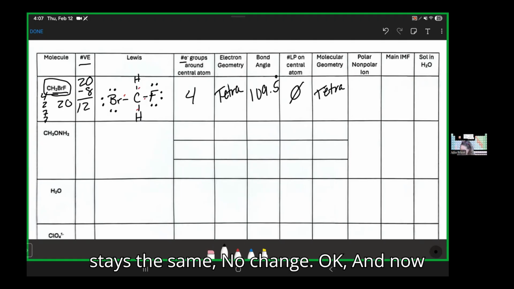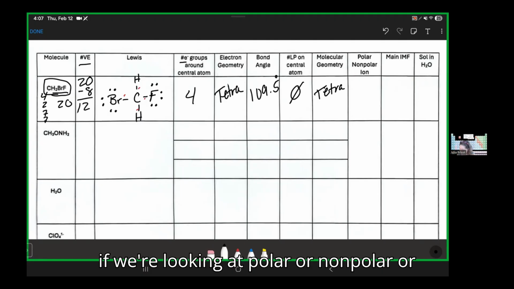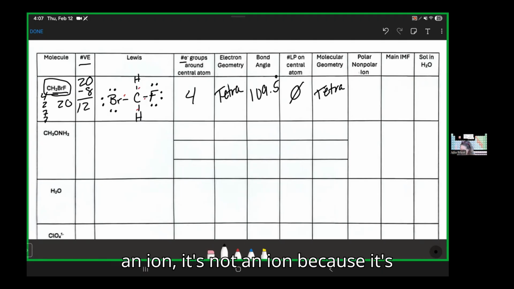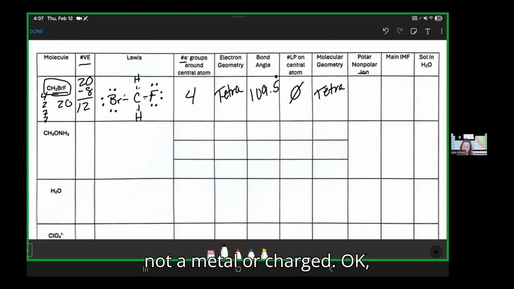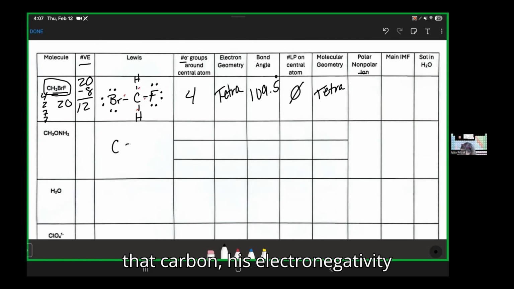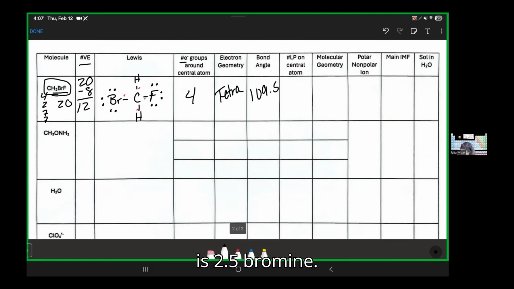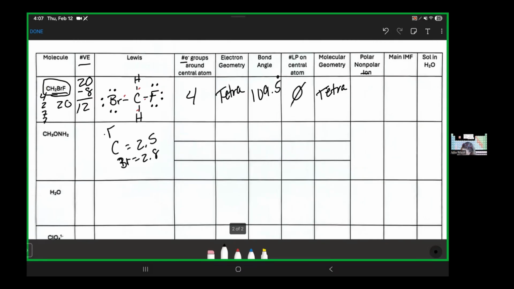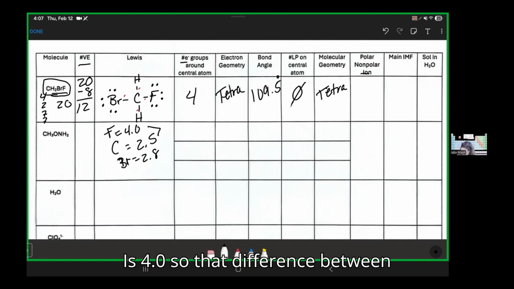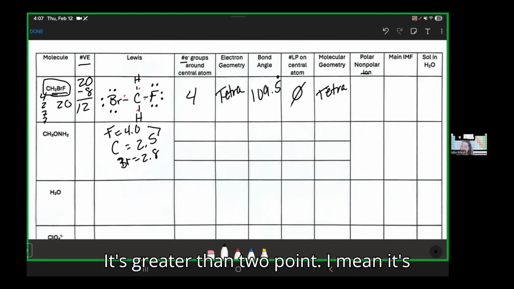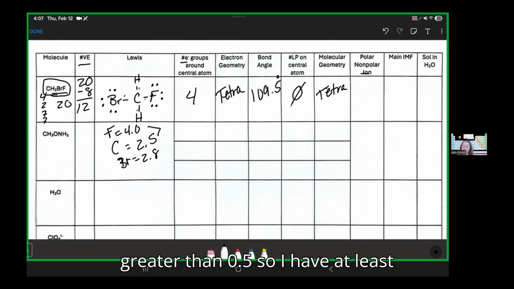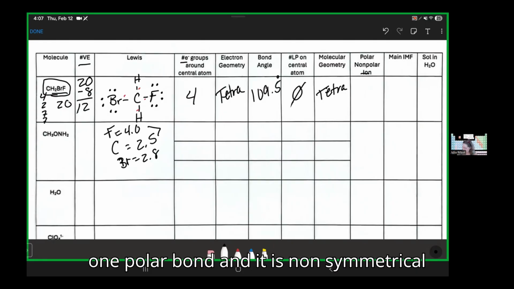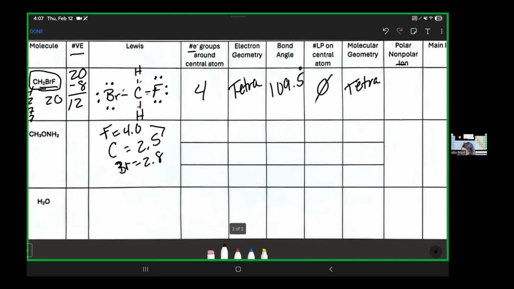No change. Now if we're looking at polar or nonpolar or an ion, it's not an ion because it's not a metal or charged. We know that carbon's electronegativity is 2.5, bromine is 2.8, and fluorine is 4.0. So the difference between fluorine and carbon is definitely polar. It's greater than 0.5. So I have at least one polar bond, and it is non-symmetrical, so it is polar.